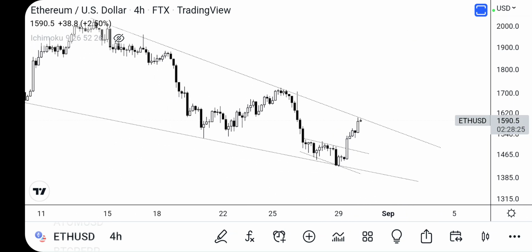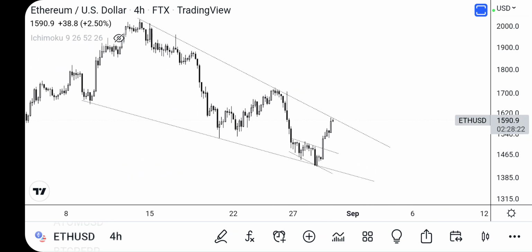So I think we should just be on the sideline. You're not supposed to be in this trade now. You're supposed to wait for the breakout before you take this trade.